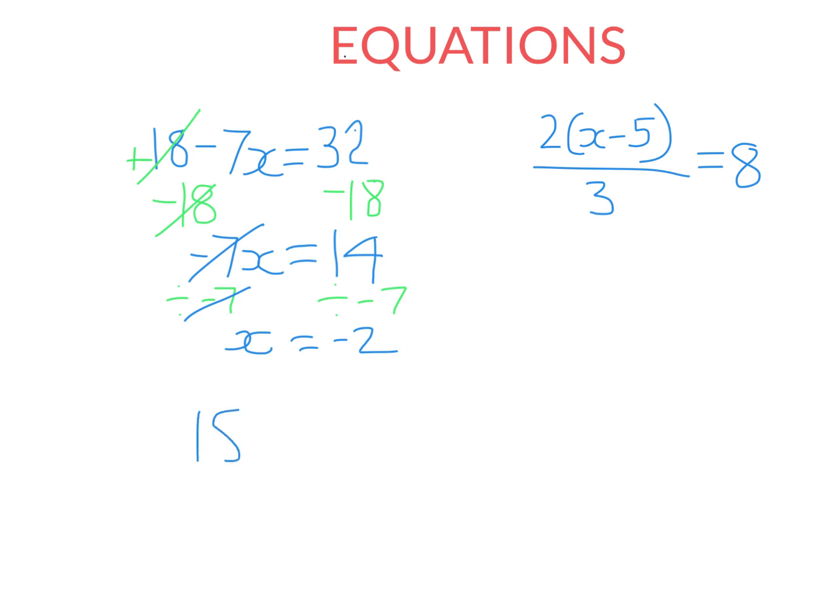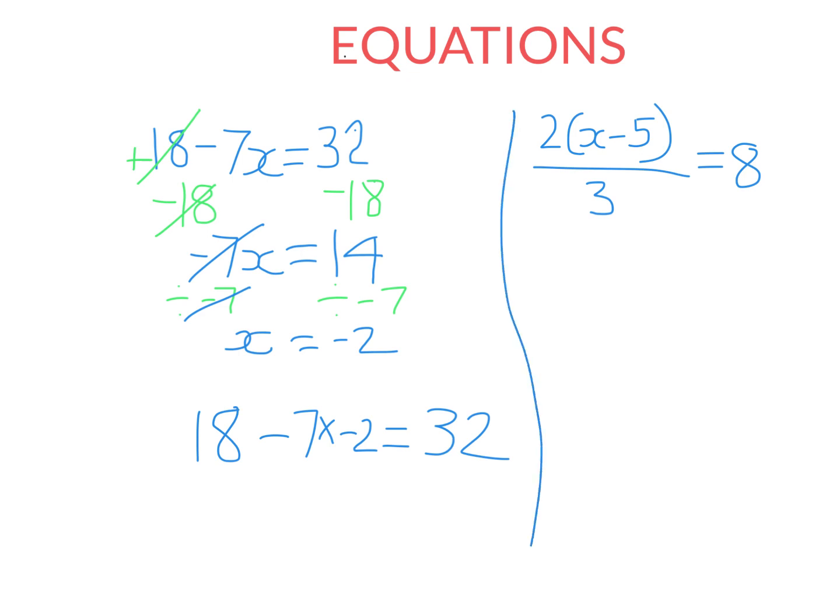Because if I take my original equation here and I substitute x for -2, so I'm going to rub out x and change it to -2. Remember, 7x means 7 times x. If I change x to -2, I get a true statement. 18 minus 7 times -2 does equal 32, because this becomes plus 14. 18 plus 14 does equal 32.